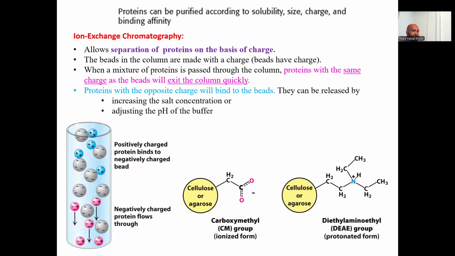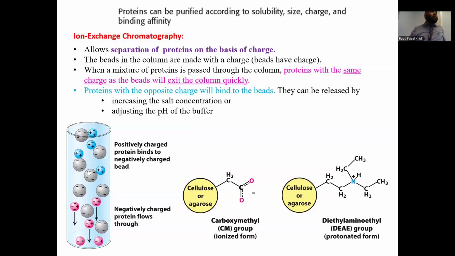You need to know this one, how it happens. Remember we said that amino acids are negatively charged and positively charged. So if I want the negatively charged to come out, my beads have to be what charge? Negative. So that when I add my mixture of negatively and positively charged, the positive ones are going to stick to the beads. So the beads are going to catch what I don't want. And then what I want, having the same charge, is going to be repelled out. So they're going to exit the column quickly.